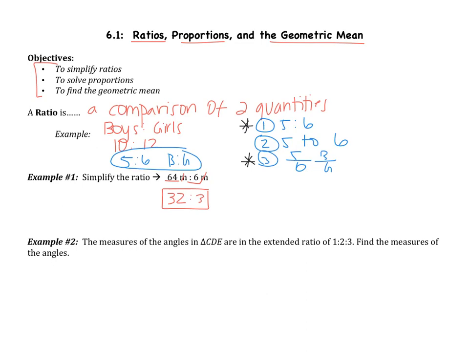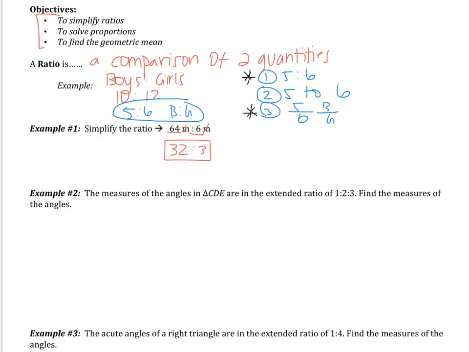Now beyond simplifying ratios, we're actually going to use ratios. So let's look at example number 2. It says the measures of the angles in triangle CDE are in the extended ratio of 1 to 2 to 3. Find the measures of the angles. Okay, so first of all, we have what's called an extended ratio. An extended ratio just means you have more than 2 quantities. So in example 1, we compared 64 to 6, 2 quantities. And then before that, we compared boys to girls. Here, we're comparing 3 angles. So more than 2 quantities, this is called an extended ratio.